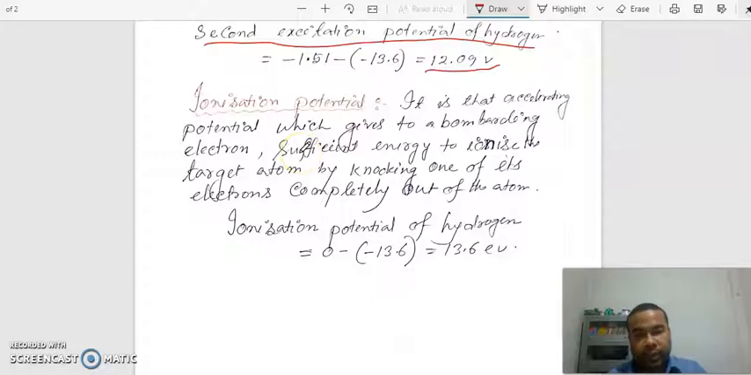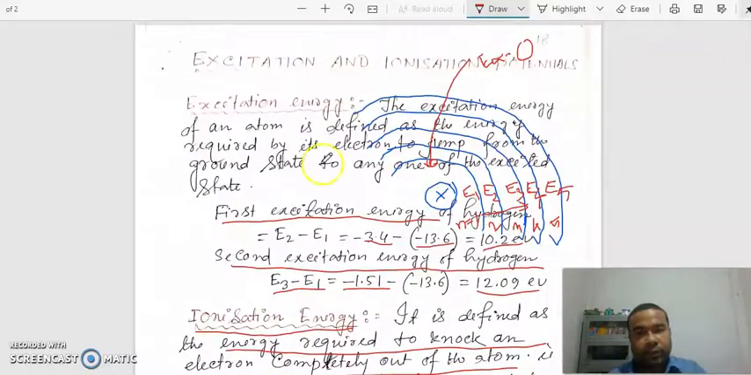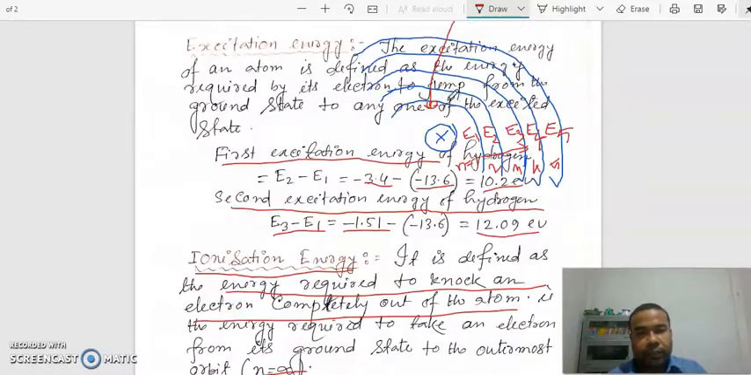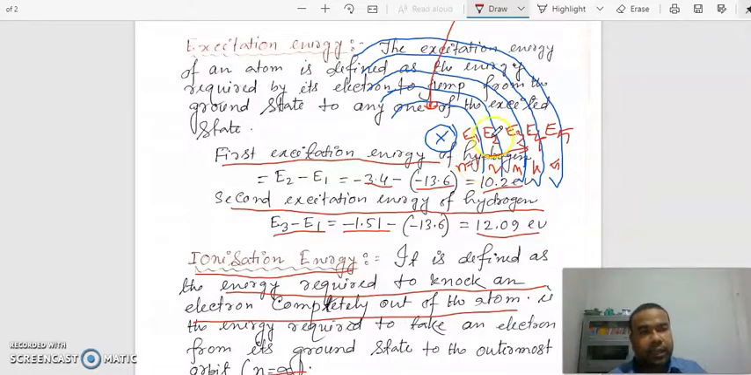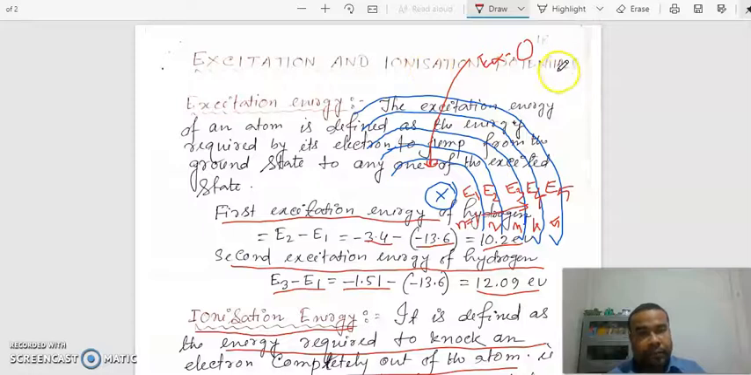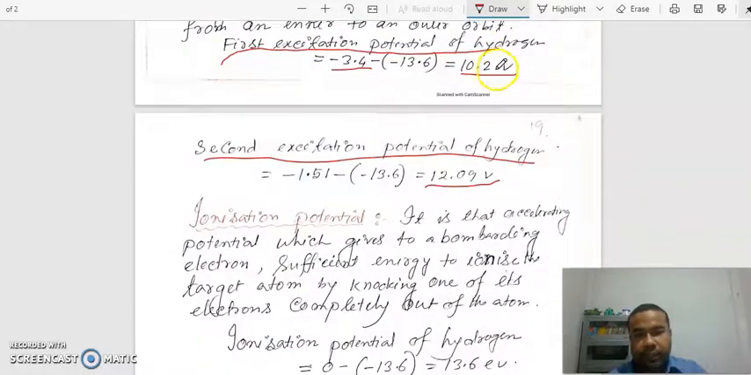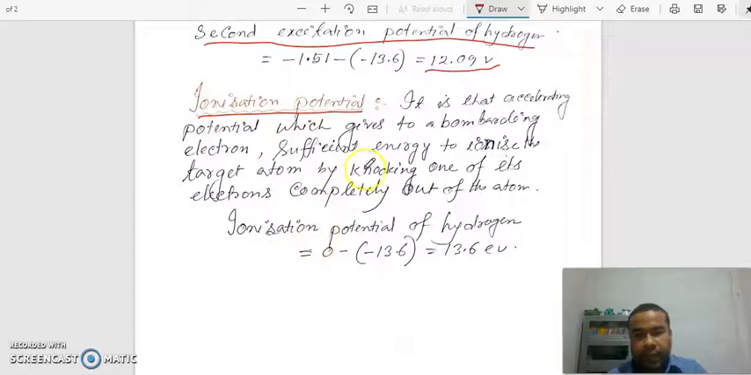Now ionization potential. In the same way, you calculate how much energy is required to take an electron from the ground state to the infinite energy state. That is called ionization potential. In the first orbit the potential is minus 13.6 volt, and at the outermost orbit, n equal to infinity, the energy is 0 and the potential is also 0. Simply take the difference: the higher energy is 0 and the lower energy is minus 13.6. The difference is 13.6. This is not electron volt, this is volt.